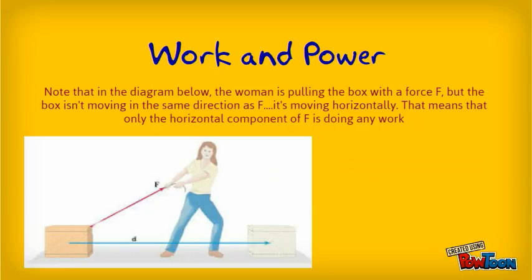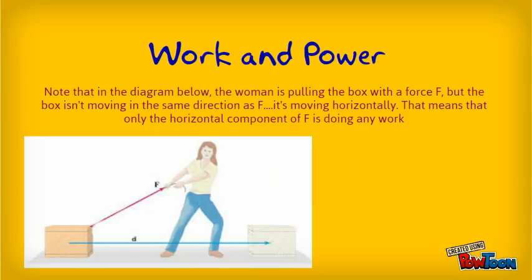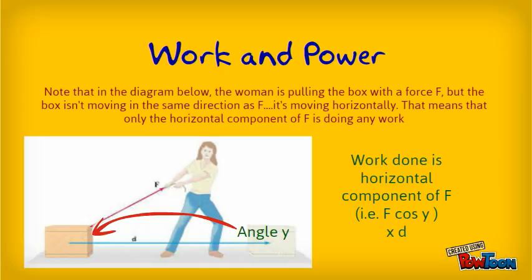You notice that in the diagram below, the woman is pulling the box with a force F, but the box isn't moving in the same direction as the force. It's moving horizontally instead. That means that only the horizontal component of F is doing any work. So if you want to calculate the work done, then you need to take the horizontal component of F, which in this diagram would be F multiplied by cos y, and then you multiply that by the distance that the box moves.